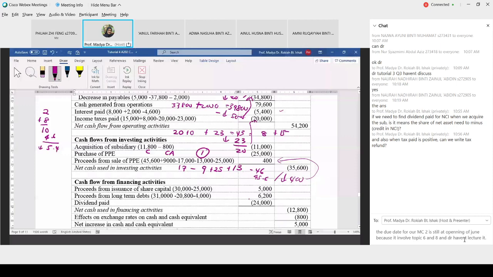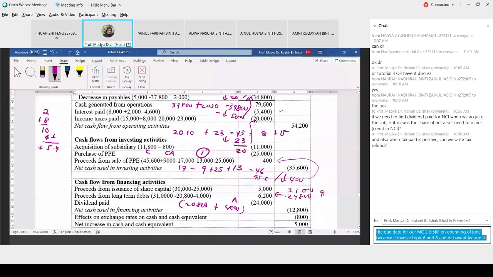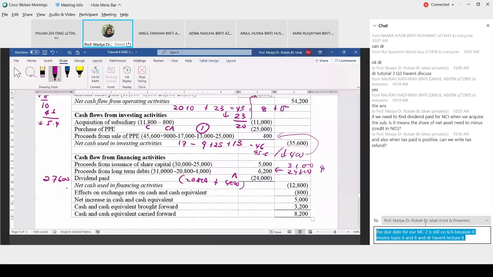Okay, dividend paid. Dividend paid, the one that you have here, look at your RE. So RE, the one that you have here is 27,600. Okay, and then you compare with the RE that you have here, 27,600, and then plus with your profit that you have here. Net profit for the year here is 64,600.